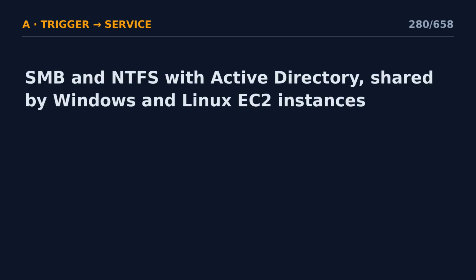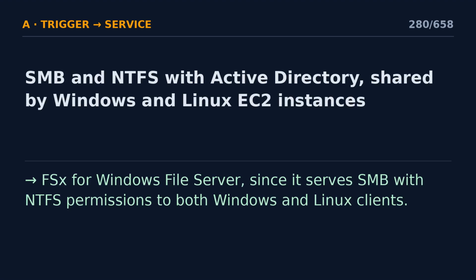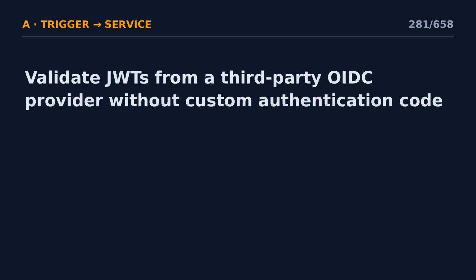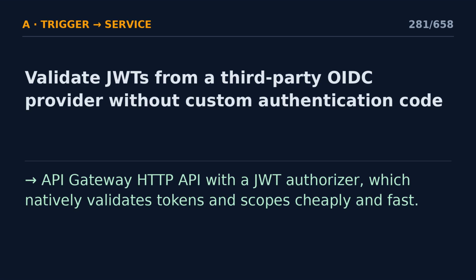SMB and NTFS with Active Directory, shared by Windows and Linux EC2 instances. Answer: FSx for Windows File Server, since it serves SMB with NTFS permissions to both Windows and Linux clients. Validate JWTs from a third-party OIDC provider without custom authentication code. Answer: API Gateway HTTP API with a JWT authorizer, which natively validates tokens and scopes cheaply and fast.